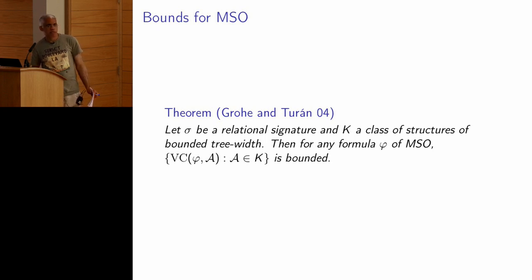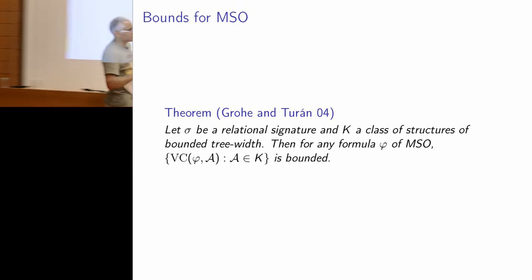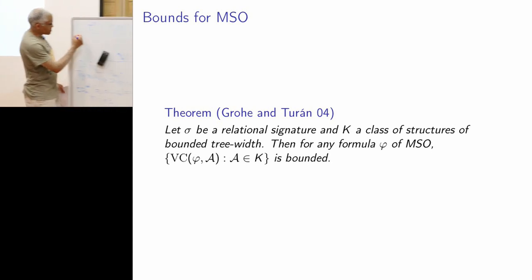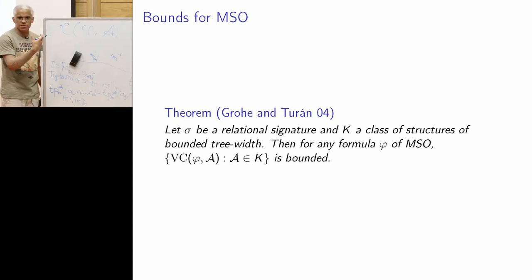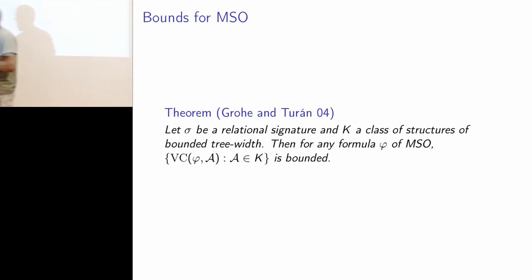What was the signature in case of the forests? Oh yeah, so the signature in the case of the forest was just one relation, which was realized as a function, namely the parent function. Yeah. So a binary relation symbol.